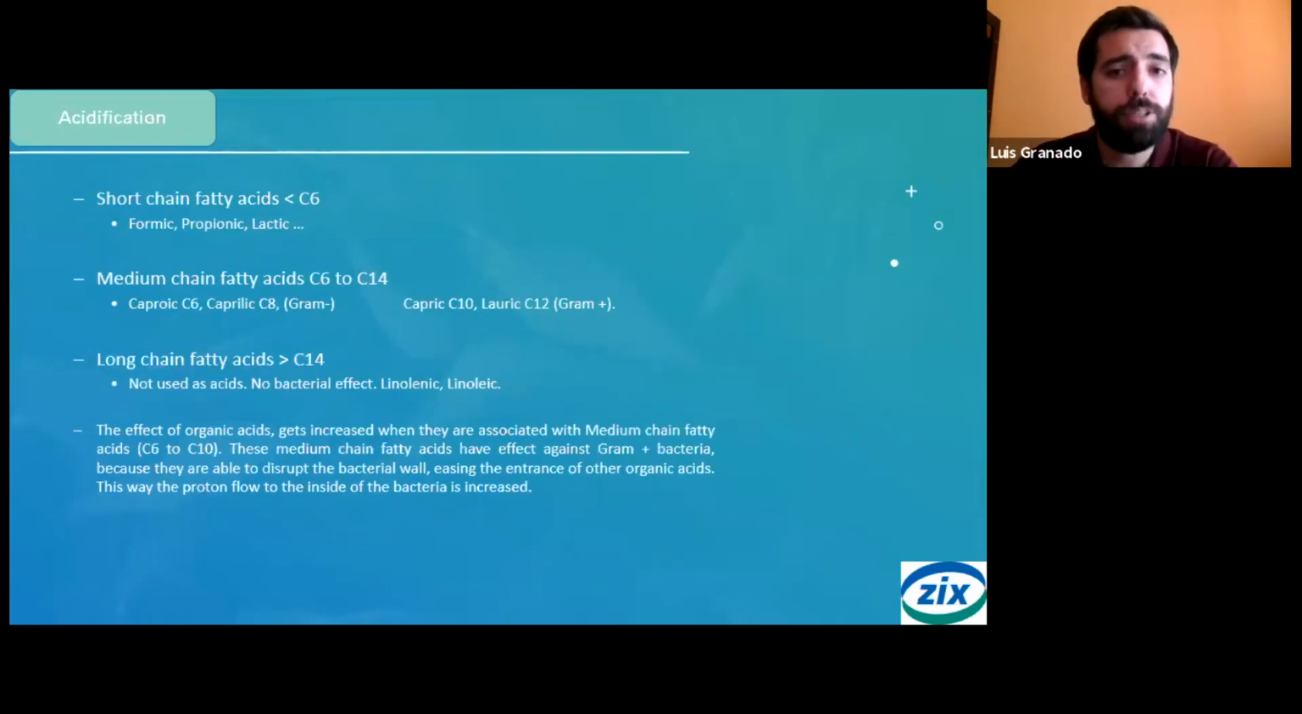Within the organic acids, we have short, medium, and long chain acids, but the ones which are interesting for us are the short and medium chain ones, okay? The long chain ones are not used as acidifiers because its capacity to do so is quite low. And normally we will find the short chain ones as formic, propionic, or lactic.